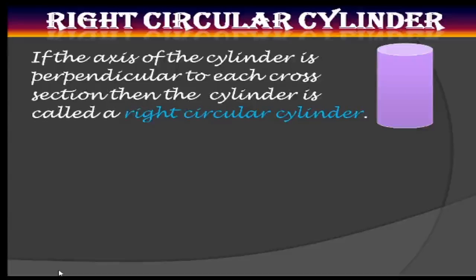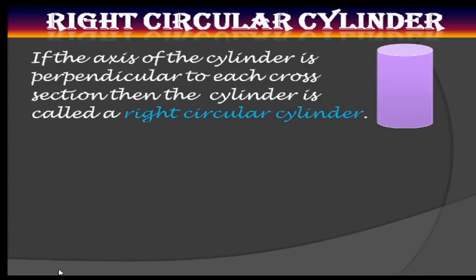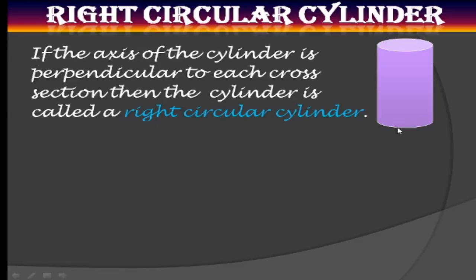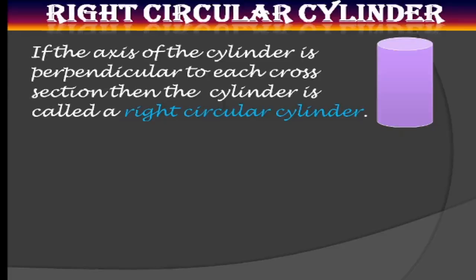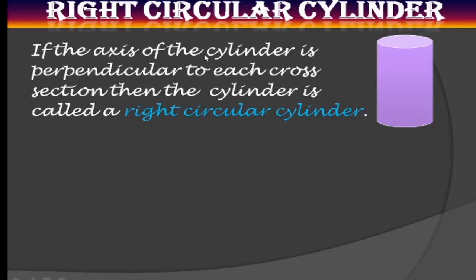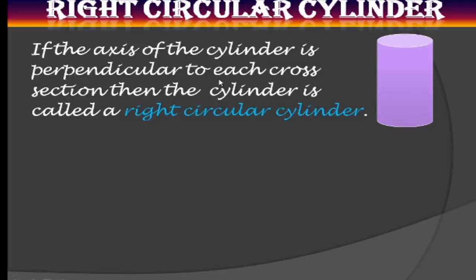Explain the surface area and volume of a right circular cylinder. A right circular cylinder is a three-dimensional shape. It has three faces: two circular faces and one curved surface. If the axis of the cylinder is perpendicular to each cross section, then the cylinder is called a right circular cylinder.